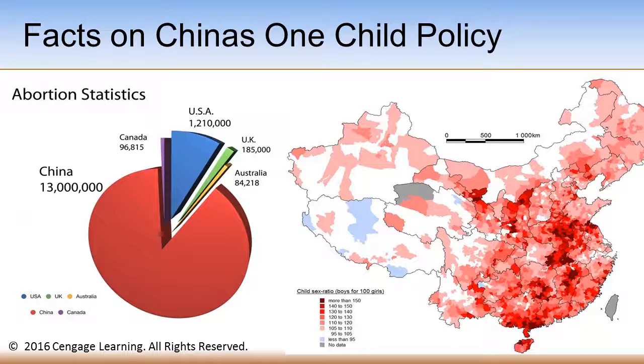In China, they actually have 30 million more men than women. On average, throughout China, there are 113 males to every 100 females. So the graphic on the right just depicts the child sex ratio, boys for 100 girls.